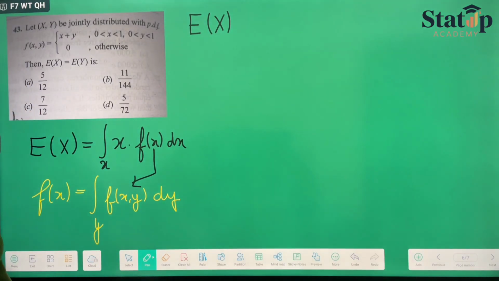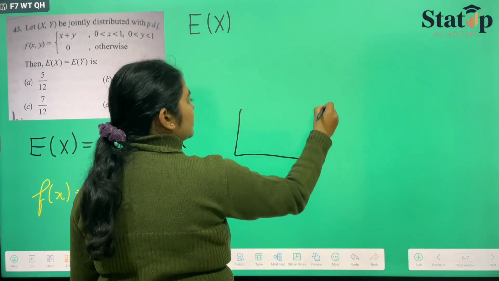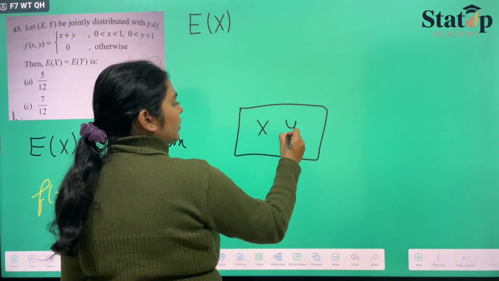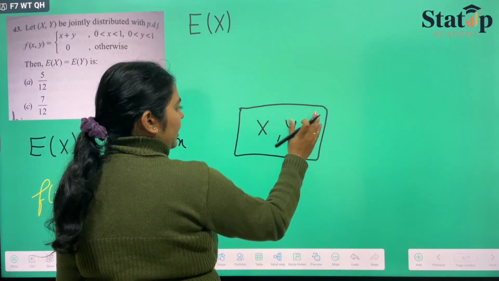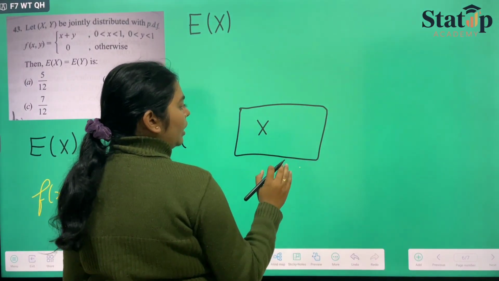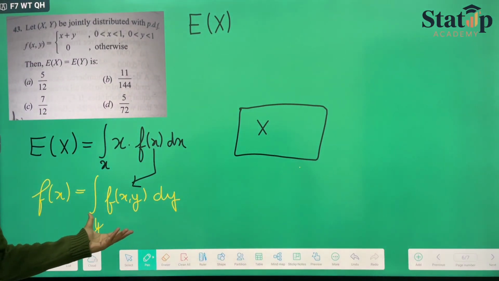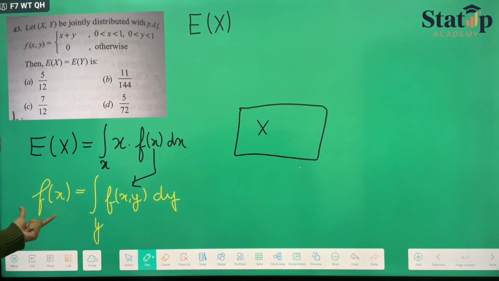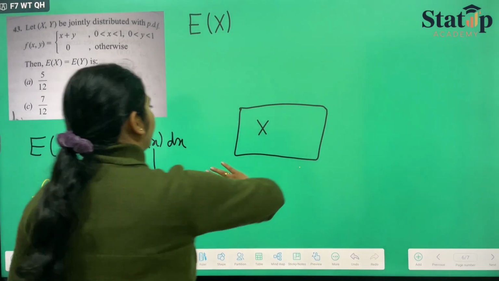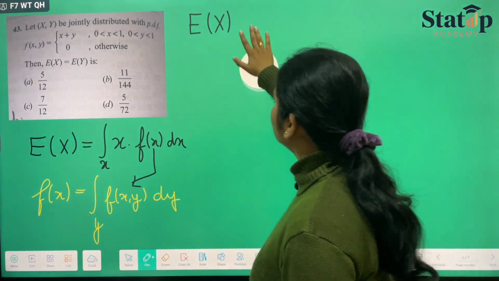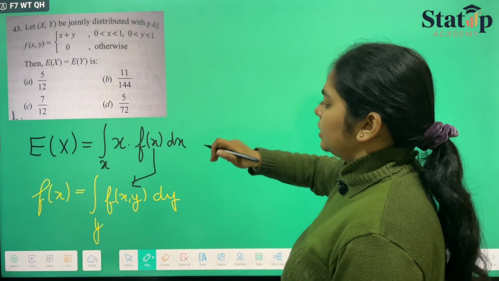Integration is nothing but subtraction here. Let us see, if there is one joint box of x and y, both x and y are present there. If I remove this y from here, then I'll only be left with x. So that is what we are doing. If we integrate the joint distribution function with respect to y, then we'll only be left with the function of x. So first of all, we have to calculate the marginal distribution function of x for the calculation of the expectation of x. So let us do that first.